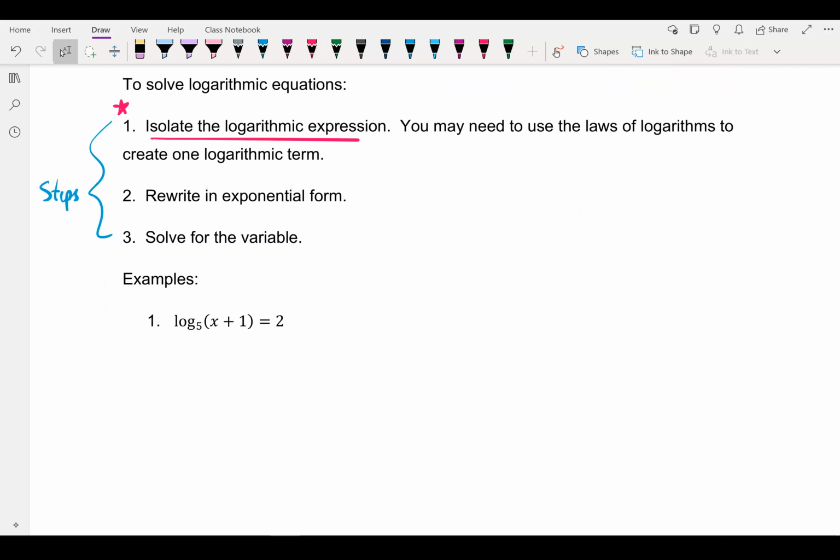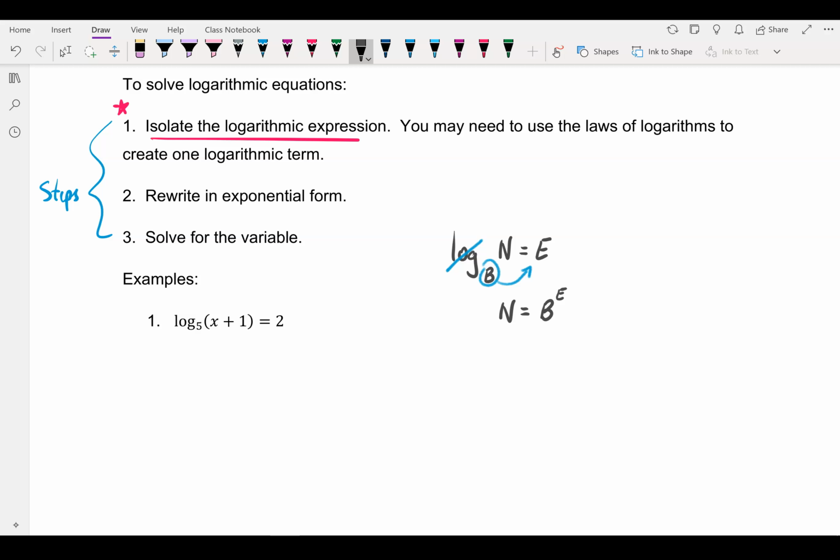First things first, this first question already has the log term isolated, so we need to rewrite in exponential form. Remember the form. It looks like this: log to any base of a number is going to be equal to its equivalent exponent. What we do is we take the base, bring it up there, get rid of the log, and the n stays where it is. So we have n equals our base to the power of an exponent.